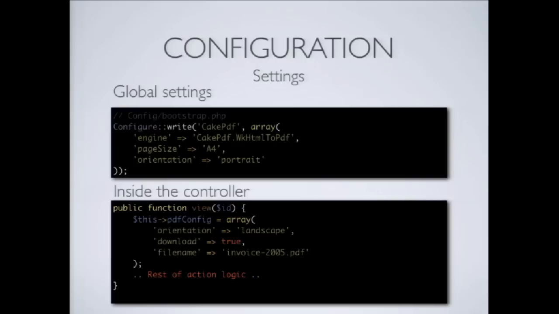And besides engine, you can also define global settings for your actual PDF documents. Like if you have, you can say all my documents are always going to be A4 and portrait mode. You can define it here, so you don't have to do it in a later phase.